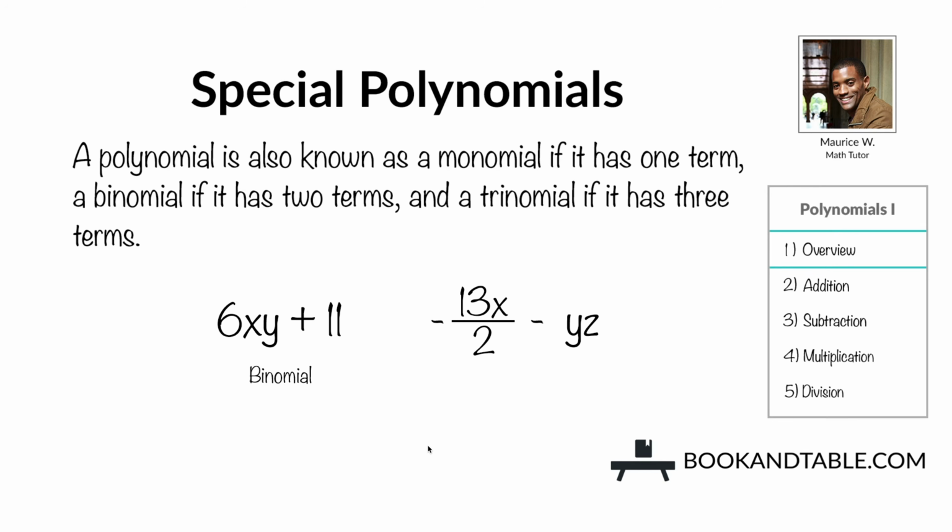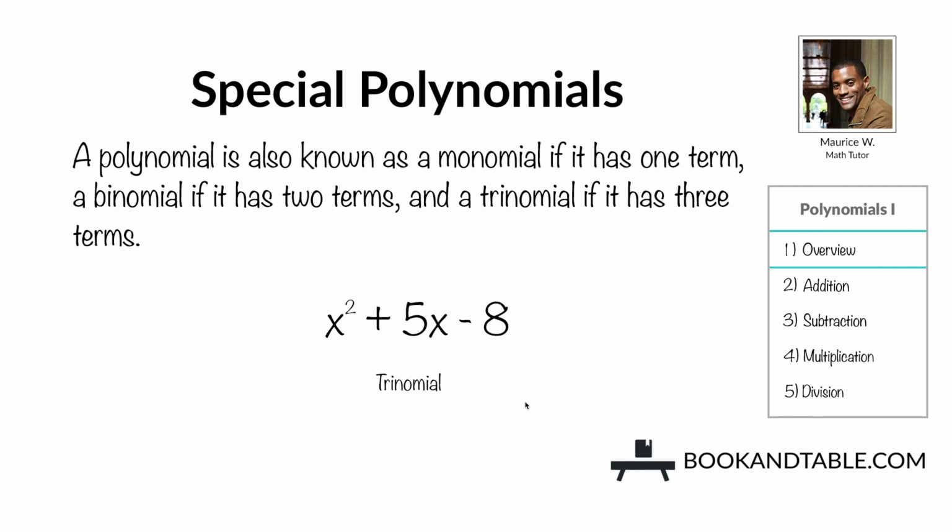A polynomial is also known as a binomial if it has two terms. So a couple examples of binomials. One example would be 6xy plus 11. So we have one term, 6xy, and another term, the constant 11. Together, this expression would be considered a binomial, a polynomial with two terms. The coefficient can also be a fraction. So negative 13x over 2 is considered a singular term, minus yz. These are being multiplied, so it's also considered a singular term. So two terms would give us another example of a binomial.